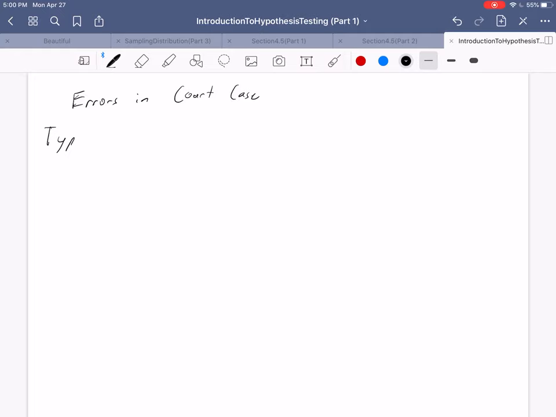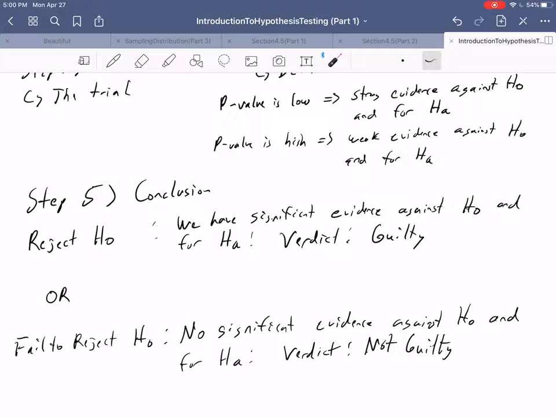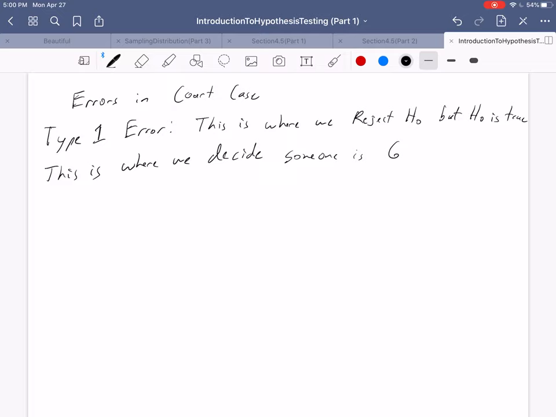So remember, a type one error is where we reject H0, but H0 is true. So let's think about what that would mean in the court case. We're saying we would reject H0. Well, we just talked about how rejecting H0 matches to giving a verdict of guilty. So this is where we would decide that they're guilty, but H0 is true. Well, H0, remember, is that they are innocent. So what is a type 1 error here? This is where we decide someone is guilty. That's our decision. But in reality, they are innocent. So, as you can imagine, this is definitely an error. This is where we decide that they're guilty, but in reality, they are innocent.